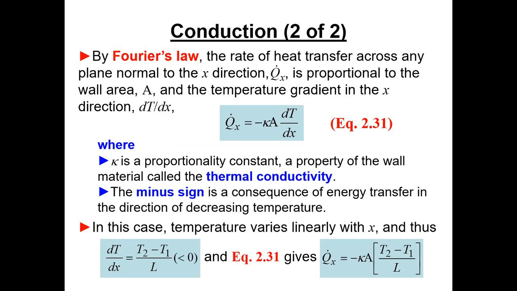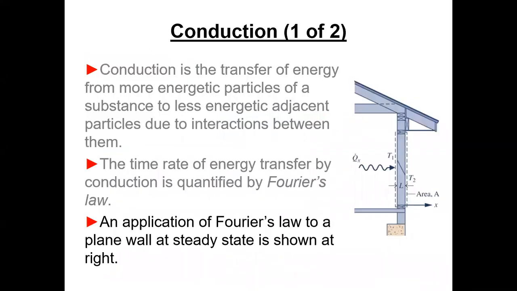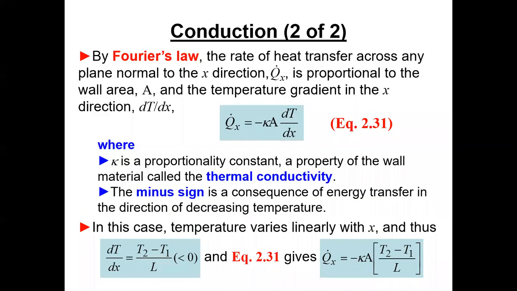So then for this problem that we showed up here, where we have L and T1 and T2 and all of that, then this last equation on the bottom right, Q dot x, the rate of heat transfer in the x direction, is minus kA times T2, the outside wall temperature, which is cold, minus T1, the inside wall temperature, which is warm, divided by L, the thickness of the wall. And that gives your conduction heat transfer rate.